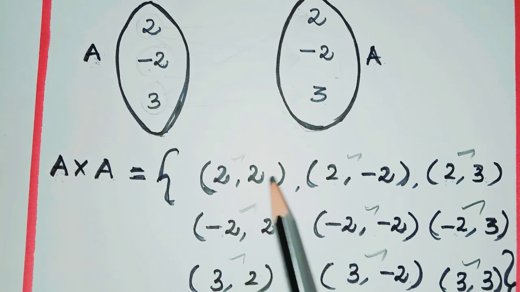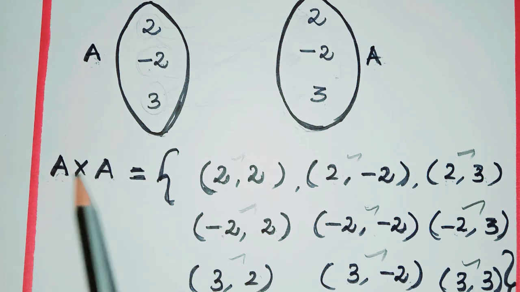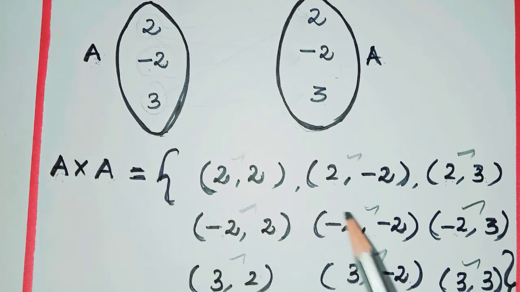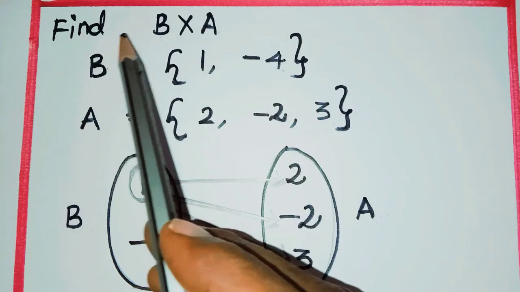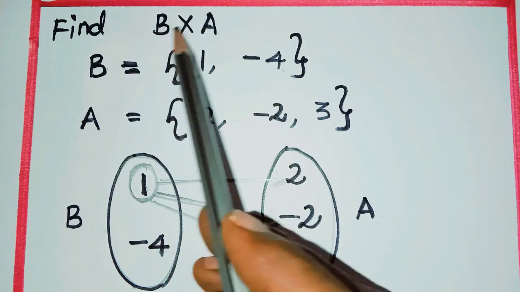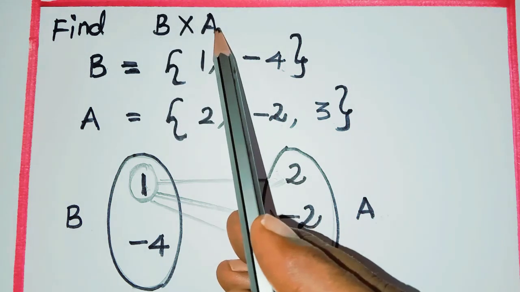So finally we are getting 9 ordered pairs. These are all the possible ordered pairs from the set A with A, that is A cross A, the Cartesian product of A cross A. This is the final set, the collection of 9 ordered pairs. Next, find the Cartesian product between the set B and A, that is, find B cross A.